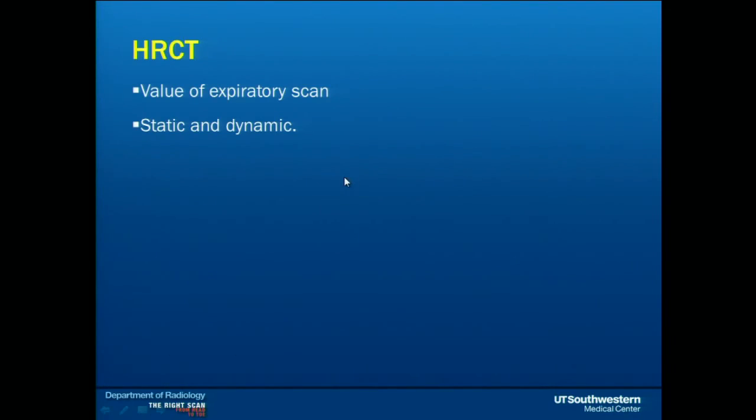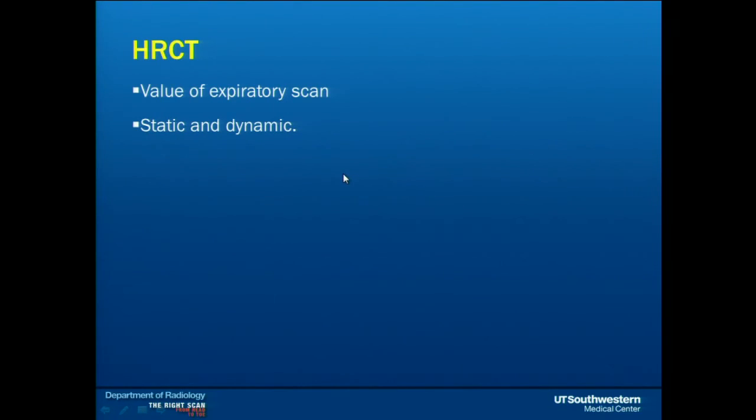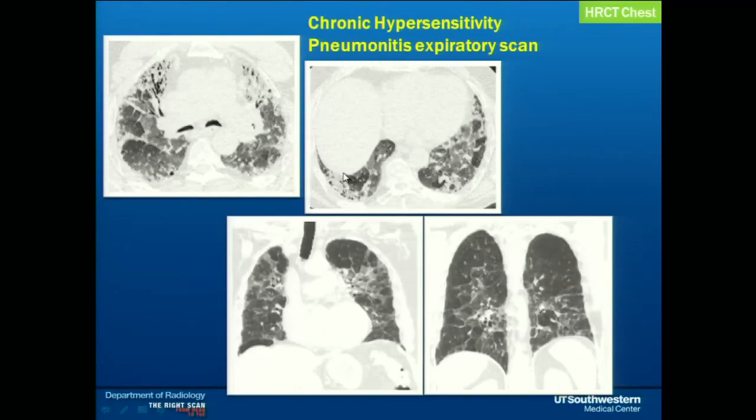In addition, we do expiratory scans, and there are 2 ways to do it, static and dynamic. And just to highlight the importance of that, this particular patient had a parakeet for 15 years, and he developed a chronic dyspnea and cough for the past 6 months. The chest CT scan was very remarkable for this.